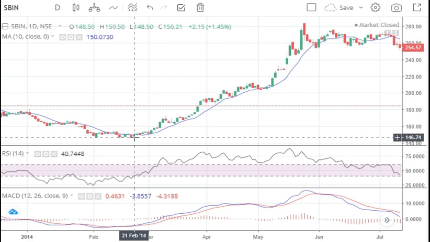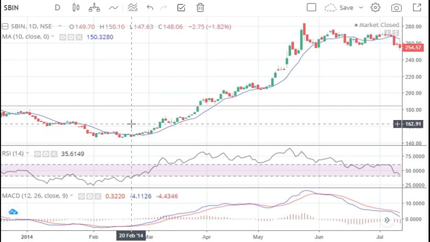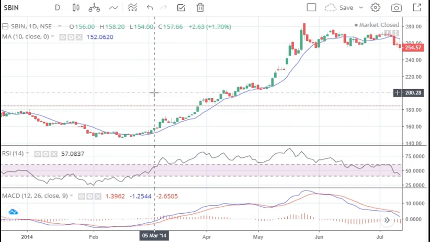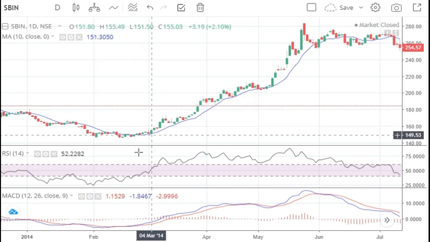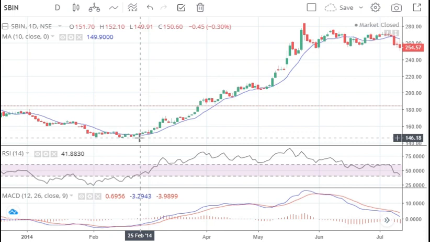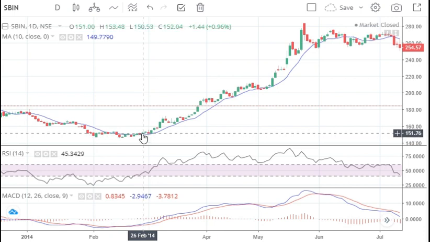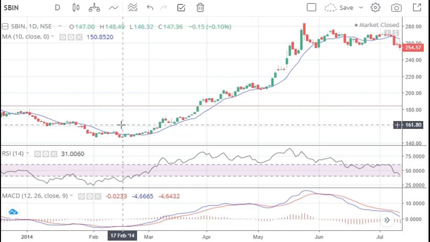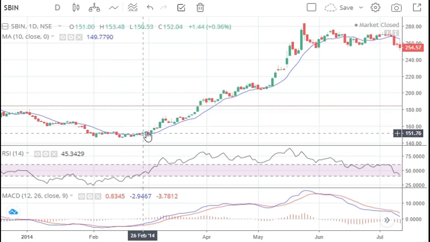So 145, 5 rupees stop loss, target is about 10 rupees. So it gives you a 1:2 risk to reward ratio, right? So this is a good trade. You should get into it. So you set your target over here at 162, and you buy it over here.